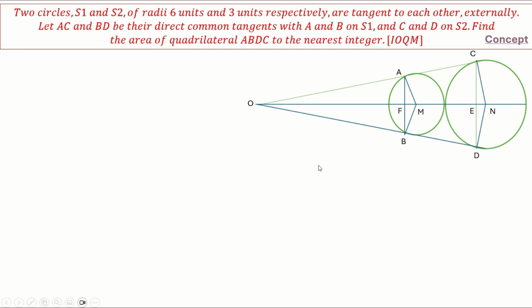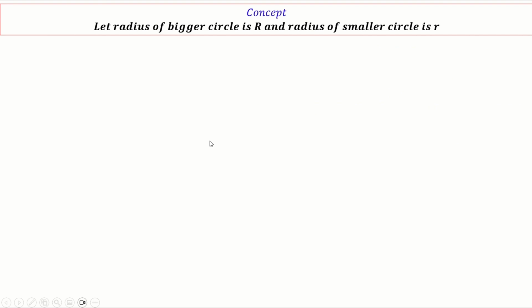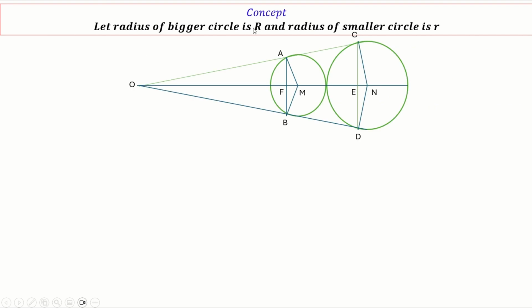So before starting, let's learn one concept where you have to derive this formula for OM and AC. If two circles are touching each other tangentially or externally, what is the length of OM and AC? This one we'll learn first and then get into the problem. Let the radius of the bigger circle be capital R and the radius of the smaller circle be small r. So this is the given diagram.